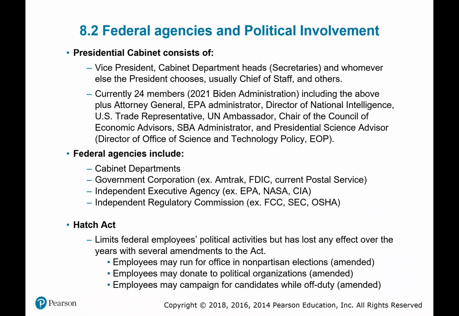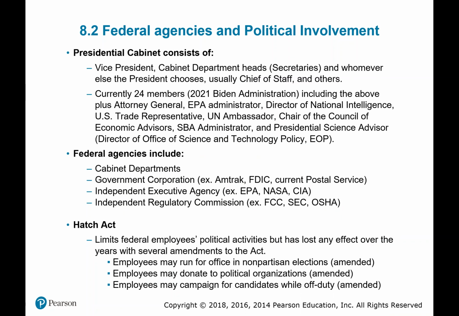So federal agencies and political involvement. And political involvement, unfortunately, has gotten more intense lately. There were attempts to curtail that, however, they're not always successful.